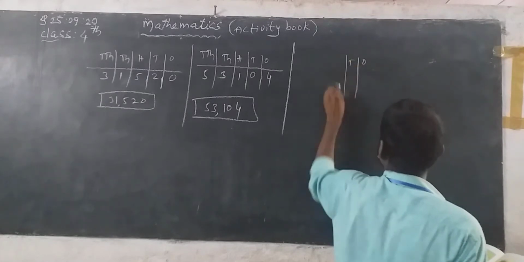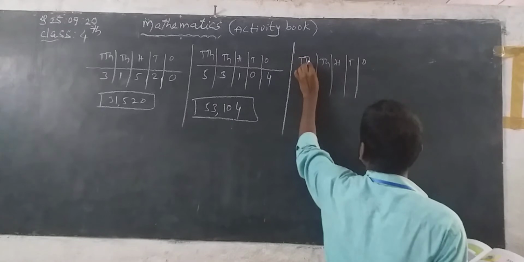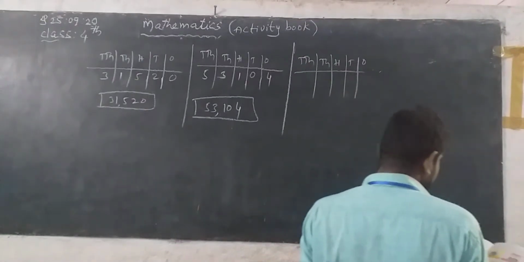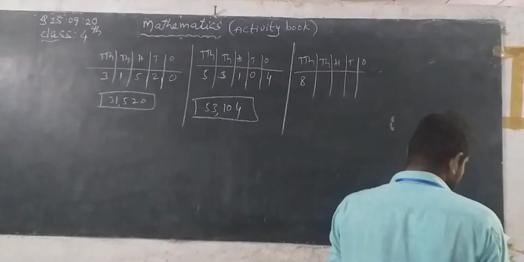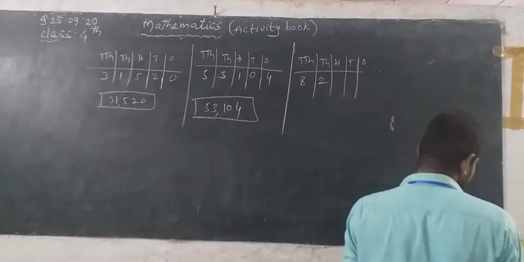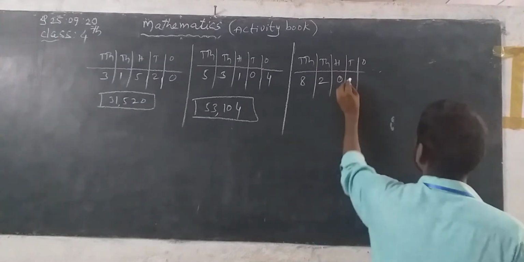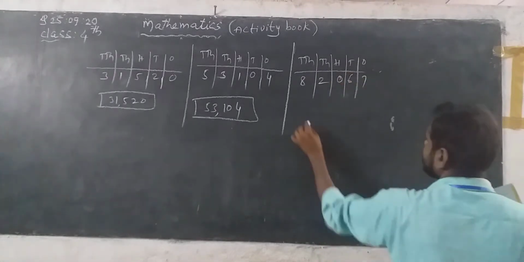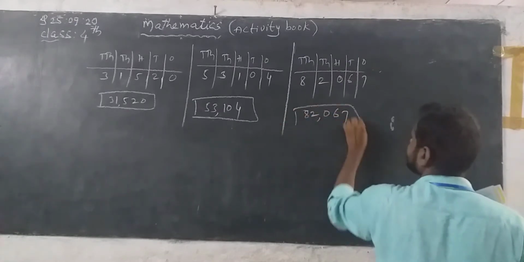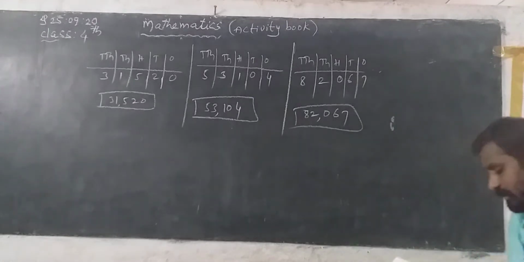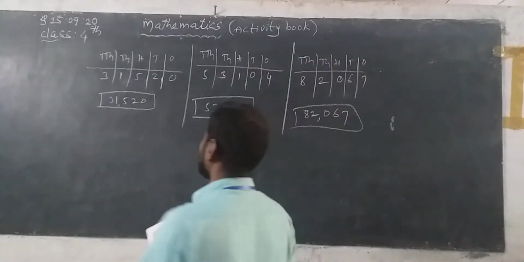Now next, last one. Ones, tens, hundreds, thousands, 10,000. 8 in 10,000's place, 2 in thousands place, 0 in hundreds place, 6 in tens place, 7 in ones place. So the given number is 82,067. Next, name the following numbers.